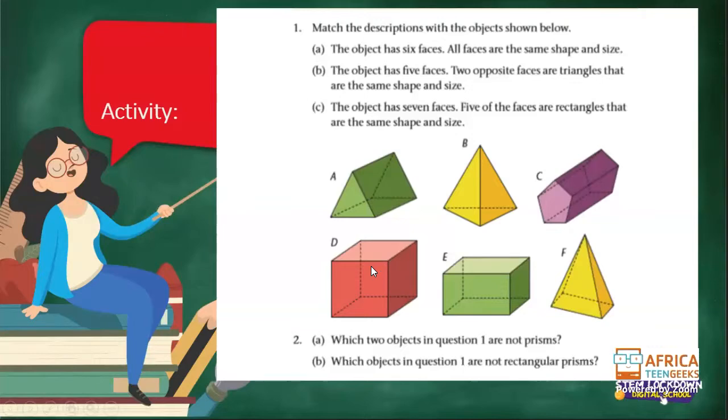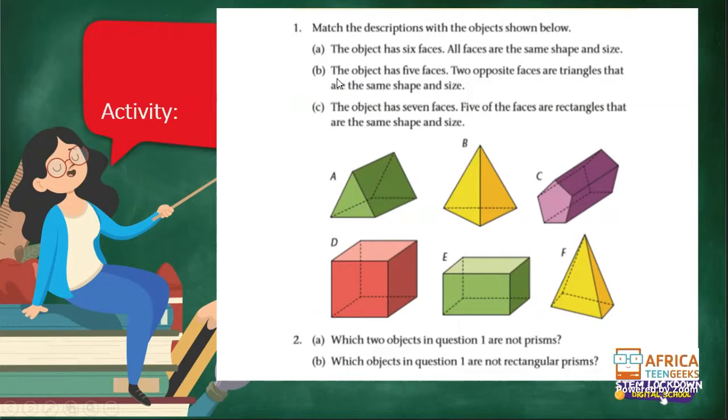It is D. The object has got 6 faces. So here we have a cube, and a cube has got 6 faces. It is 1, 2, that's there at the back, 3, 4, 5, 6. So that's 6, and all the faces are the same and the shape is the same. So for A, the answer is D.